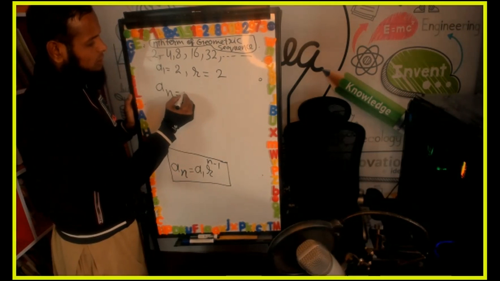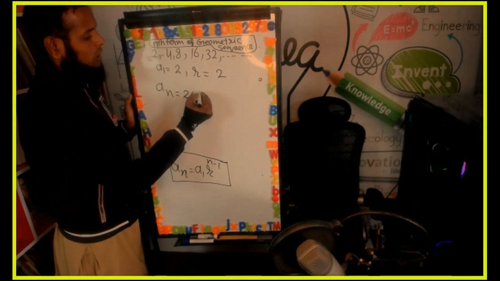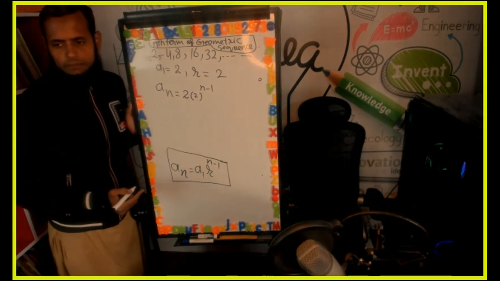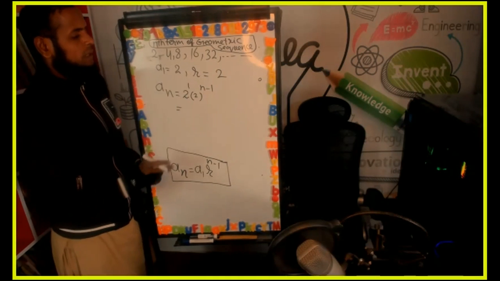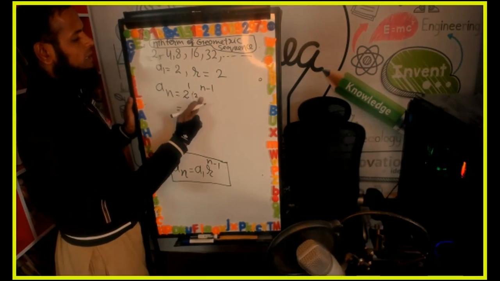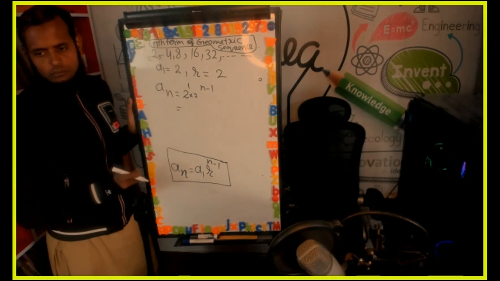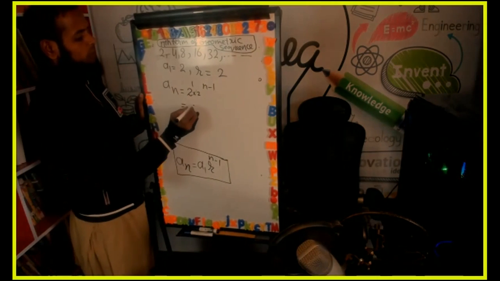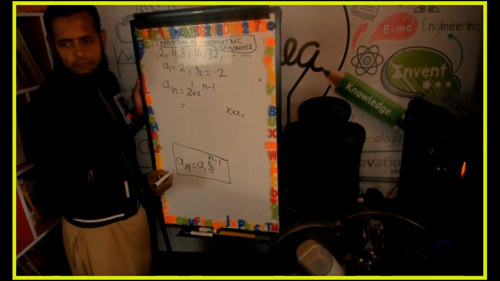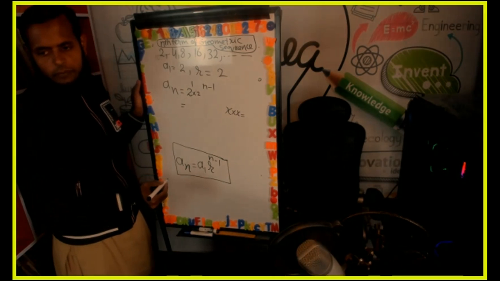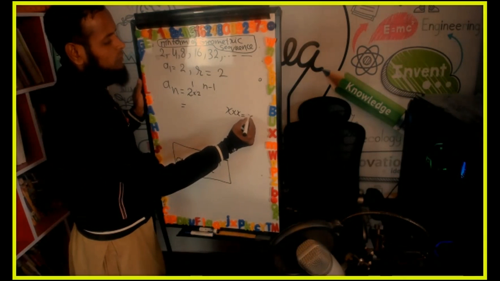A1 is 2, and R is 2, so 2 times 2 to the power n minus 1. This power is 1. Can you simplify this? You know the rules. When x is multiplied by x, what is the answer? Another variable, yes. What will be its power?